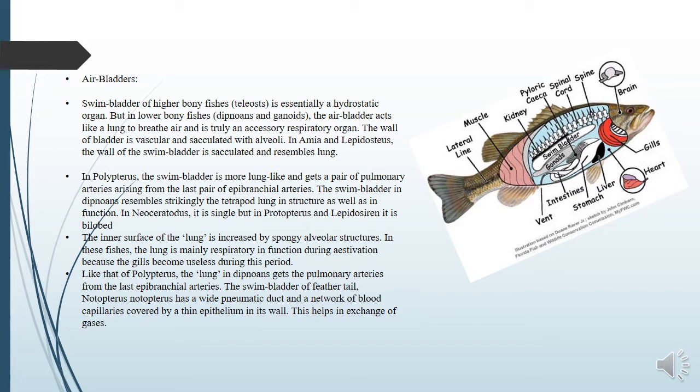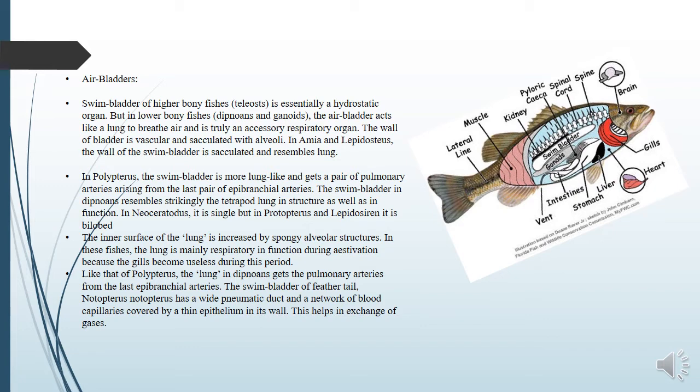In Amia and Lepidosteus, the wall of the swim bladder is sacculated and resembles a lung. In Polypterus, the swim bladder is more lung-like and gets a pair of pulmonary arteries arising from the last pair of epibranchial arteries. The swim bladder in dipnoids strikingly resembles the tetrapod lung in structure as well as in function.